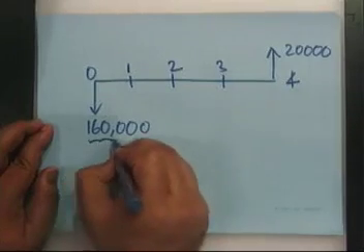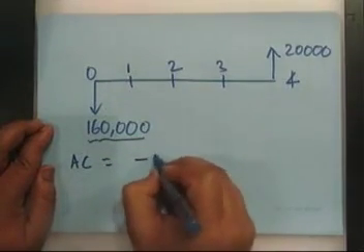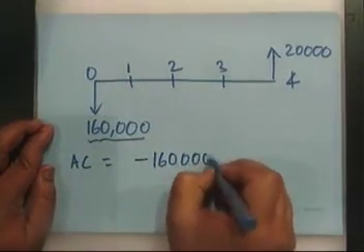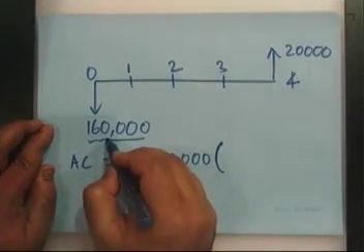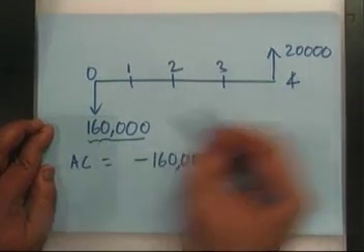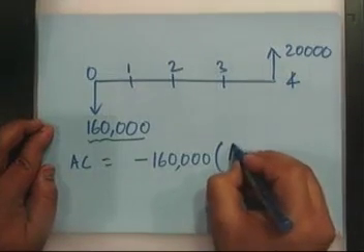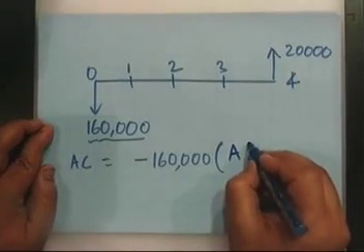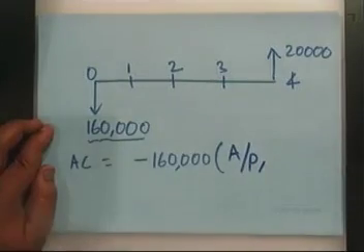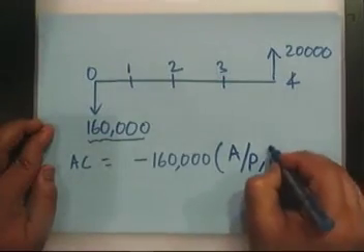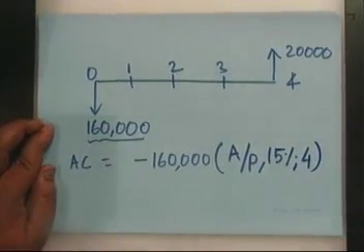How do I analyze this? The annual cost would be equal to minus 160,000. This is my present value, I want to annualize it for 4 years. So, what formula will I use, what factor will I use? It would be A given P for an interest rate of 15% for 4 years.